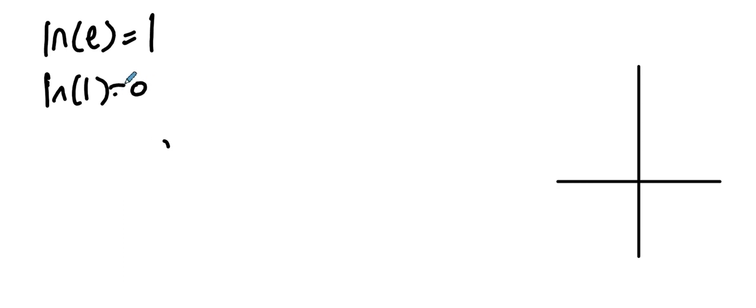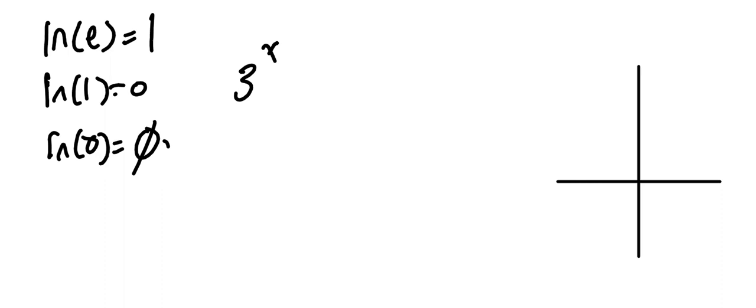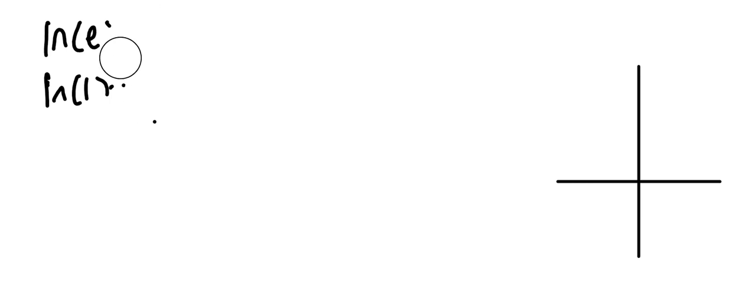Now, what about ln of 0? Well, ln of 0 is actually undefined because when we have a number raised to a power that equals zero, obviously, we don't have any solution to this equation at all. So this means that this is undefined in the real world.